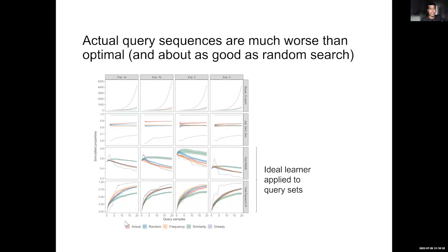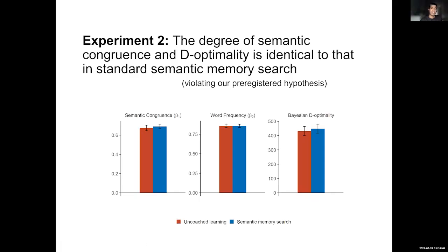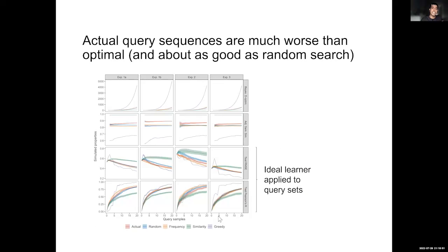So in red, we've got the actual search strategy. That's what people actually did. In blue, we've got the random search strategy. You just randomly generate items using a uniform sampling rule. In yellow, we've got a frequency-based search strategy. You generate items based on their frequency of use in natural language. Green is a semantic similarity-driven strategy, that is, you generate items that are semantically most similar to the previous item. And blue is a Bayesian de-optimality greedy strategy. So you generate items that maximize, at least in a myopic sense, the de-optimality of your search set.